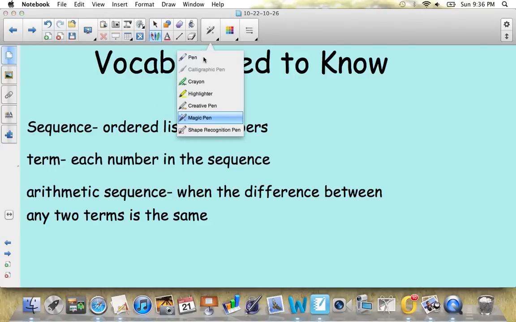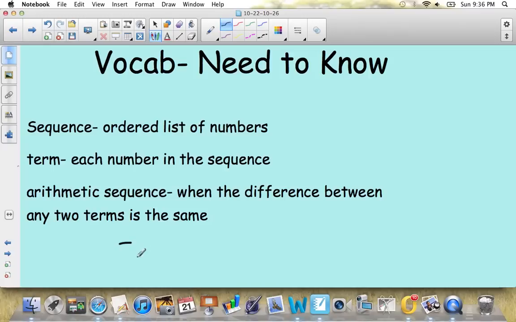So just for example real quick, 2, 4, 6, 8. Now we have a list of numbers in order. Here's my terms, 2, 4, 6, and 8. And the difference between all of my terms is the same. The difference between all of them is 2. Moving on.